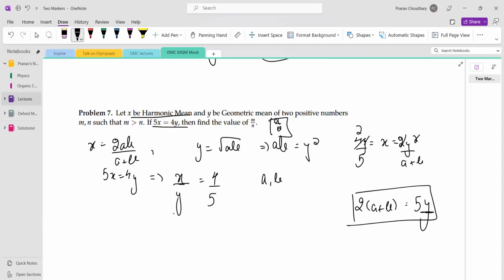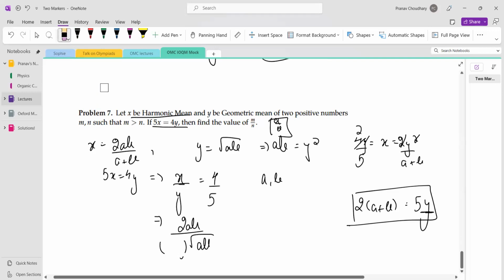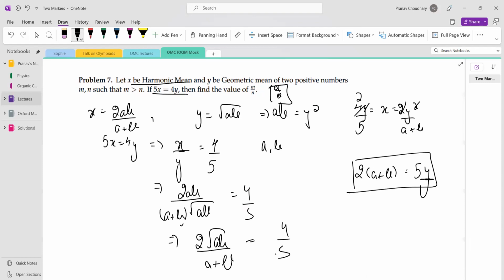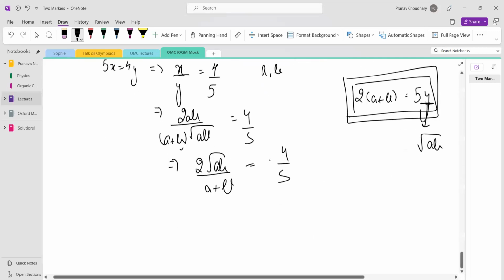So that is why if you write x by y, we can write x as 2ab over a plus b, and y as under root ab. Extremely sorry, this should be a plus b. So 2ab over a plus b, and then y is root ab, is 4 by 5. And this becomes 2 root ab over a plus b. And now this is just an equation in a and b. There is no y here, unlike here. You can just put y as root ab here and you'll get the same equation.